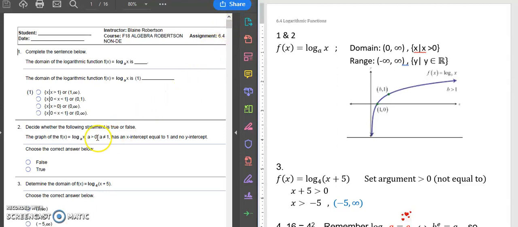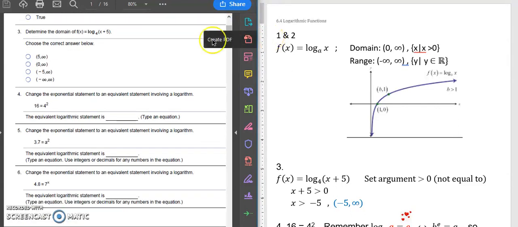Number 2 says decide whether the following statement is true or false. It says that the graph of a log function is going to have an x-intercept equal to 1 and no y-intercept. We can see for our general log function with no transformations, remember the y-axis is a vertical asymptote, so it doesn't cross the y-axis, meaning it has no y-intercept. And we see this point right here at (1, 0). Our x-intercept is indeed equal to 1. So choose the correct answer choice below. This one is actually true.